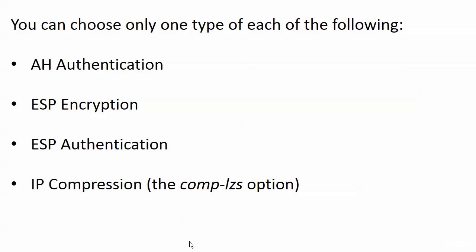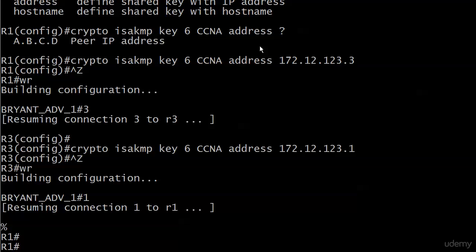And let's bring the lab up here. And we've got our keys in. Now we're going to go ahead and start a transform set. And I want to show you some options before I go too far here and show you that the router will actually prevent you from choosing 2 of any of those options that we saw on the board.